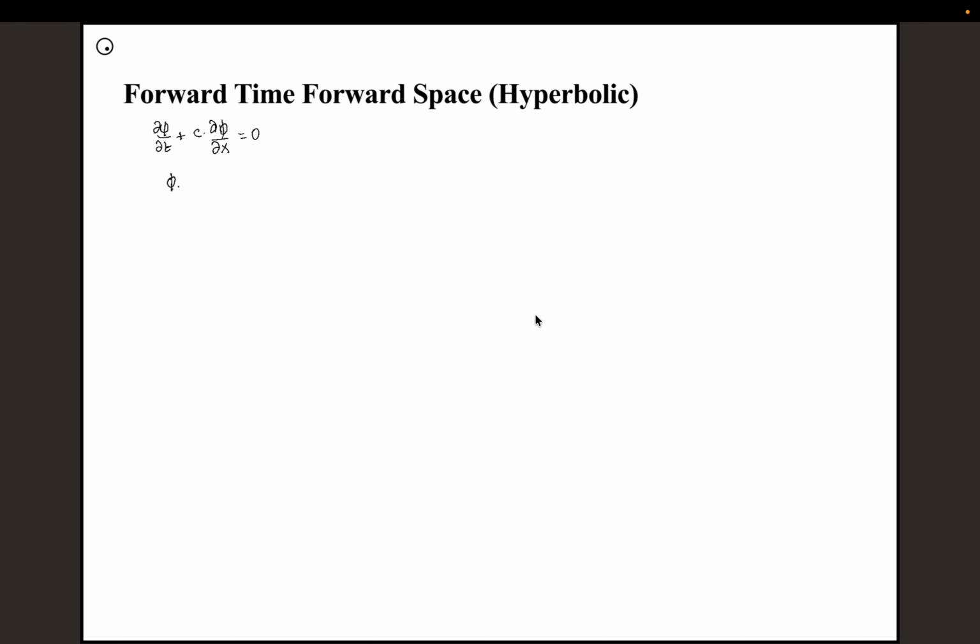So this you can write as forward time: phi i n plus 1 minus phi i n by delta t plus c times, with forward space, phi i plus 1 minus phi i by delta x. Forward time is an explicit formulation. Instead of the Courant number, we define here a stability criterion in terms of lambda, where lambda is c delta t by delta x. This is my stability criterion.